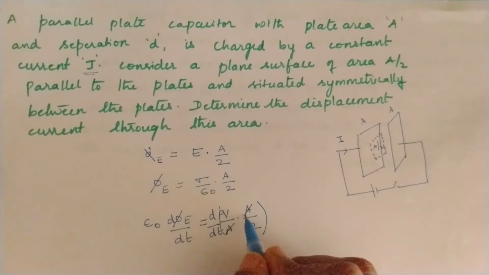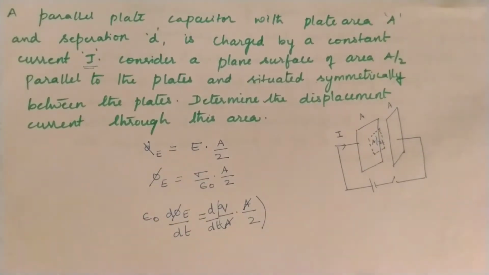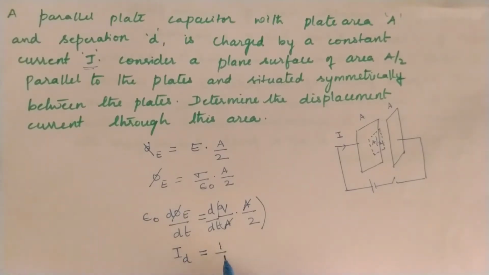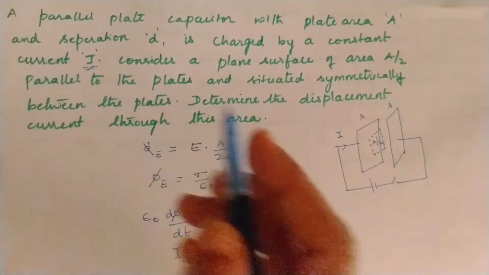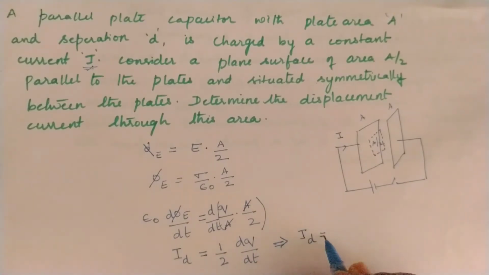A and A will anyway get cancelled. Epsilon naught into d phi by dt itself gives you displacement current. So displacement current is half of dq by dt. So this dq by dt, as per the question, is given as capital I. Implies what should be the displacement current? I divided by 2.